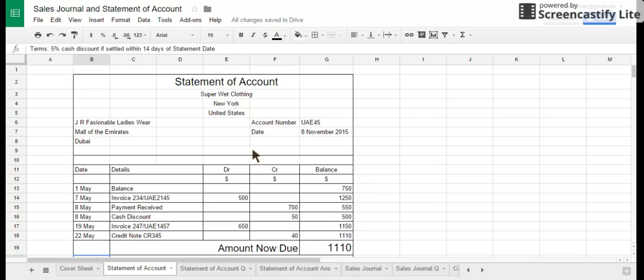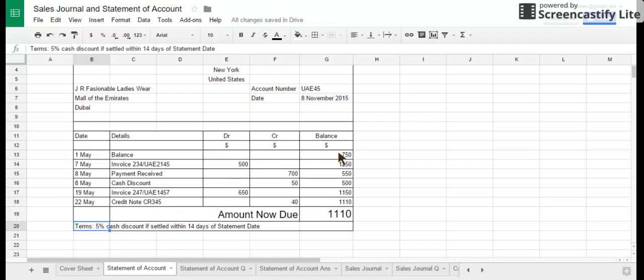So what is a statement of account? Basically, it is a statement sent from the supplier to the customer, and it gives a detailed breakdown of all transactions between the supplier and the customer. If we have a look at the one I've done here as an example, we'll have an opening balance. Occasionally, you'll also see that opening balance as a debit entry.